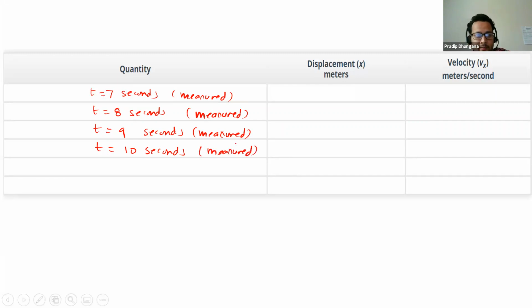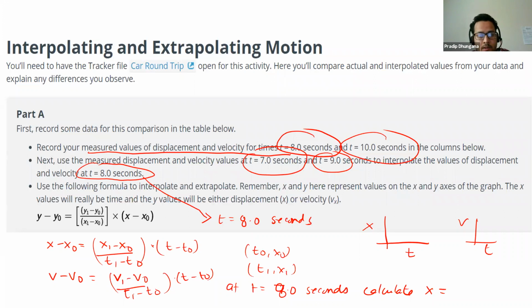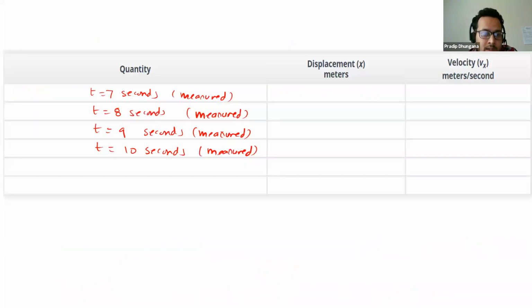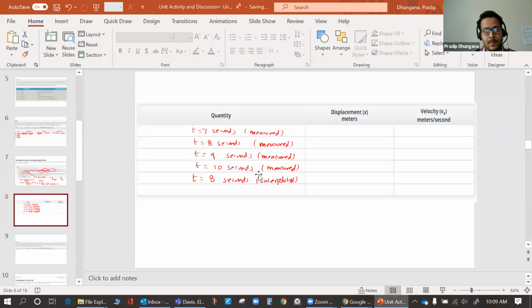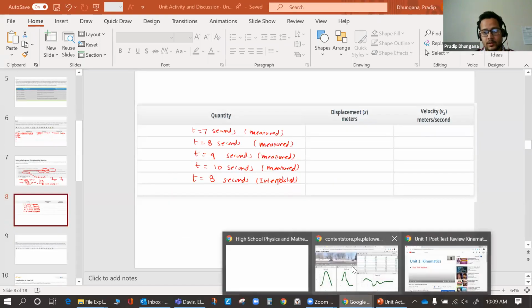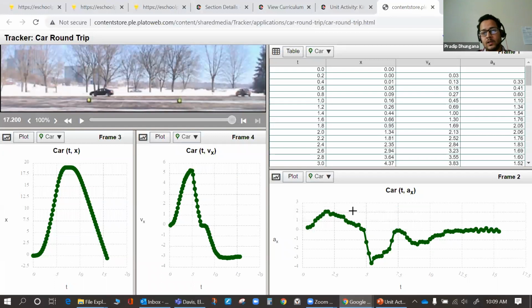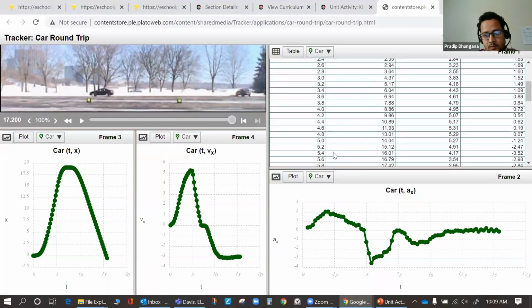But we have to find another value at t is equal to 8 seconds. That is from interpolation. T is equal to 8 seconds. All right, interpolated. And to find that value, you have to use those two equations. Now let's find displacement and velocity. So at t is equal to 7 seconds. Okay, let me minimize it. Okay, I'll keep it. Let's go back to the graph again. Graph and then table.